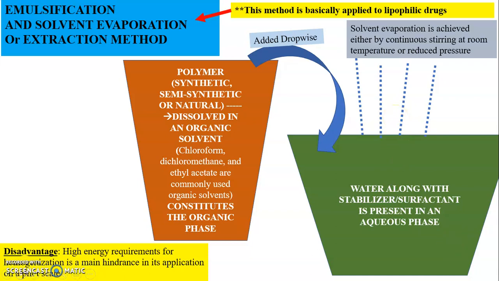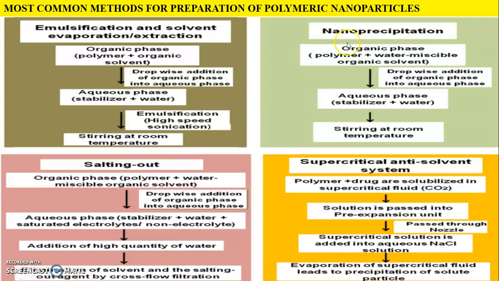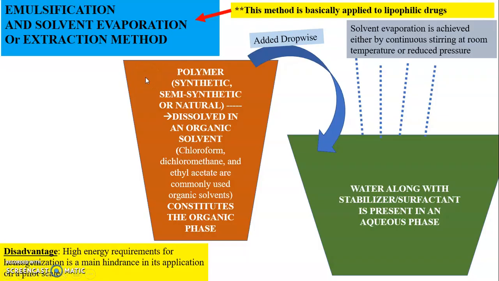Now, the disadvantage or limitation of this method is its high energy requirement for the homogenization, and this is the main hindrance which is seen in this method. Now, this stirring for the whole process should be done at room temperature. There should not be any rise in the temperature. Depending upon the stirring only, the solvent evaporation of the whole procedure will take place.